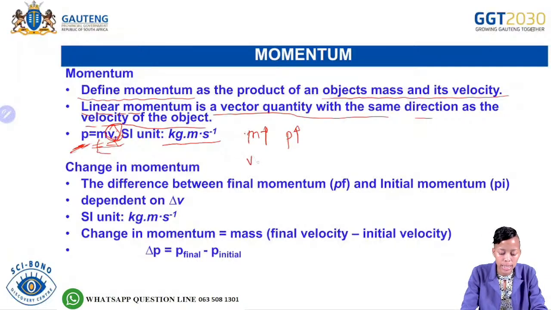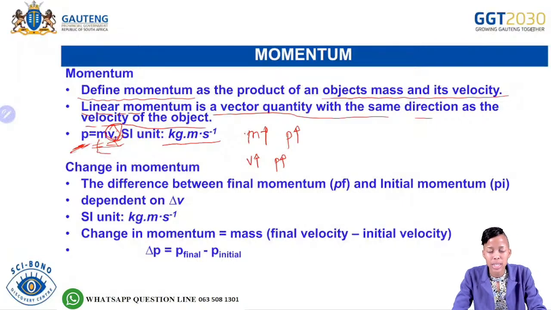And then again, as the velocity increases, the momentum will also increase. So the relationship between the mass and the momentum is that they're directly proportional, and the relationship between the velocity and the momentum is also that they're directly proportional, meaning that as one increases, the other one will increase, or as one decreases, the other one will also decrease.